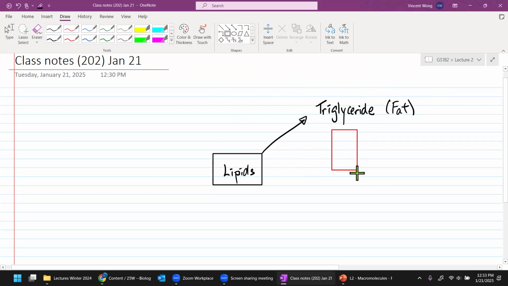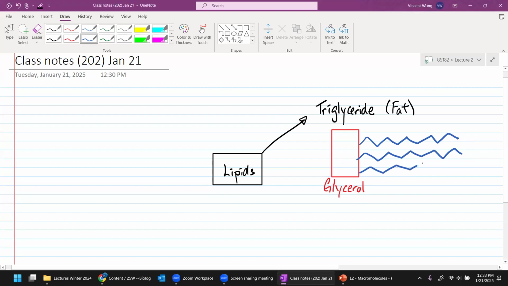Please use some colors as well. We have this component called glycerol, and we need to have three of these zigzag stuff. So these things are called fatty acids. Okay, please write these down and leave it next to you when we go to the PowerPoint slides. It will help you understand it a little bit better.